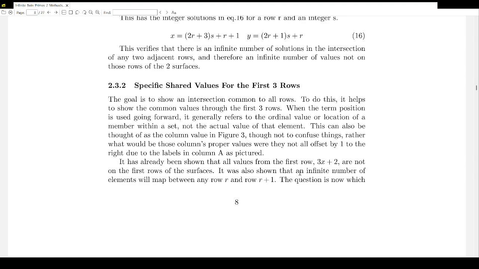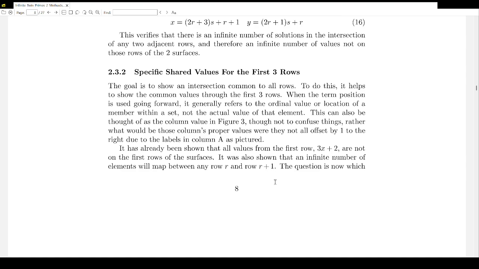So we've already shown that the values from the first row, 3x plus 2, are not on the first two rows of the surface. We also showed that an infinite number of elements will map between any row R and row R plus 1 that is not on that surface. If you were just to pick two rows, you could find an infinite number of values that are on the rows of the numbers that aren't, so therefore they aren't. Again, I've got to stop doing that and just assume that you get what I mean at this point.